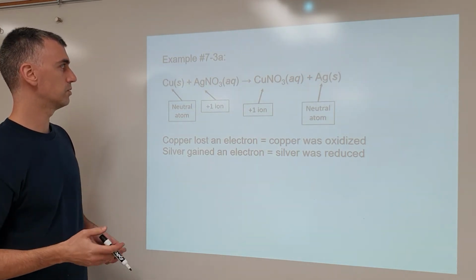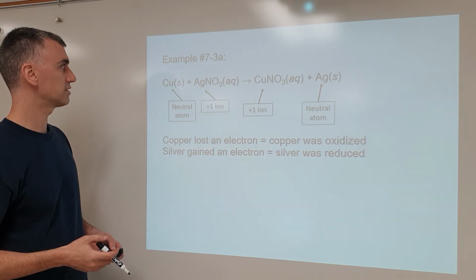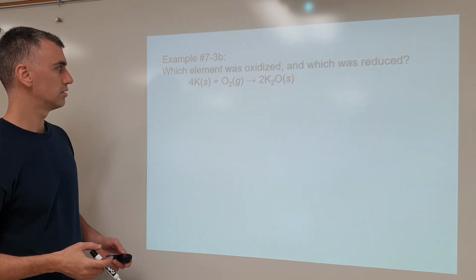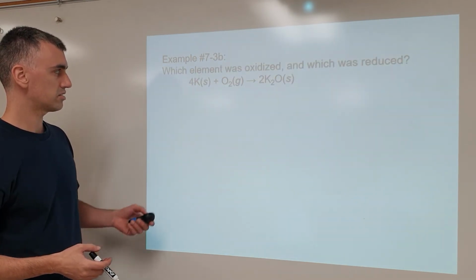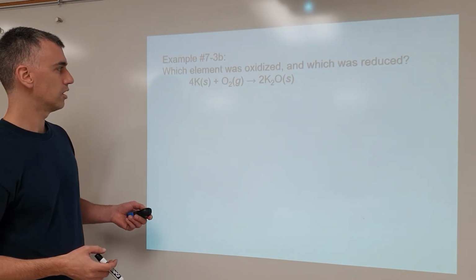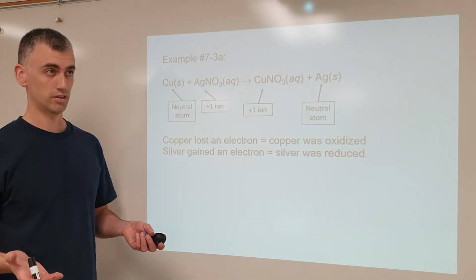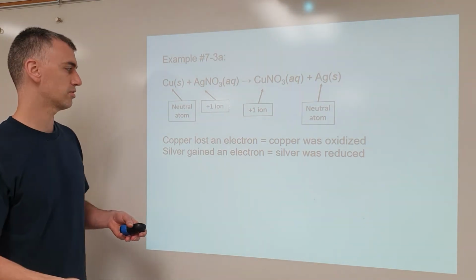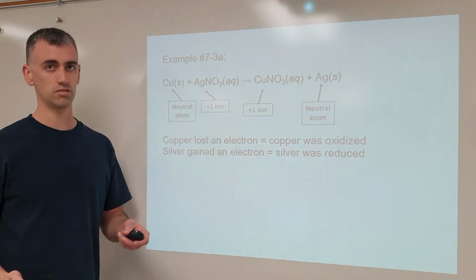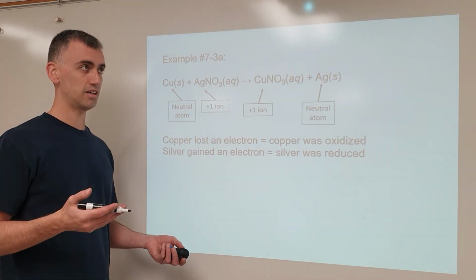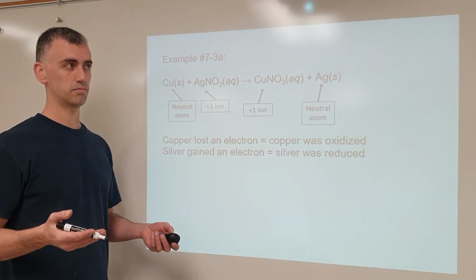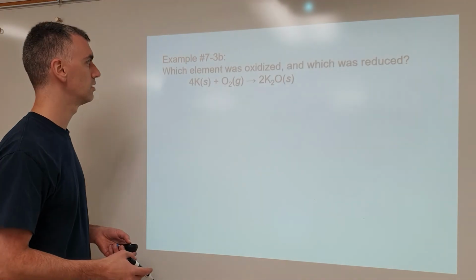All right, so let's look at some more examples like this. I should back up and say, metals tend to lose electrons, but you'll notice one metal gained and one metal lost. So again, generalities are not always going to be followed in all examples.